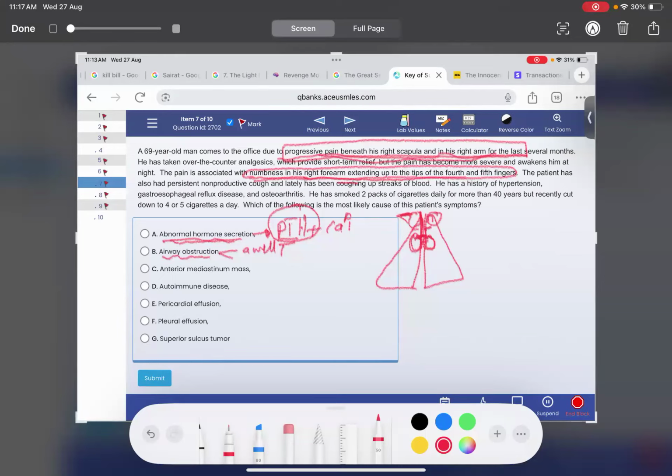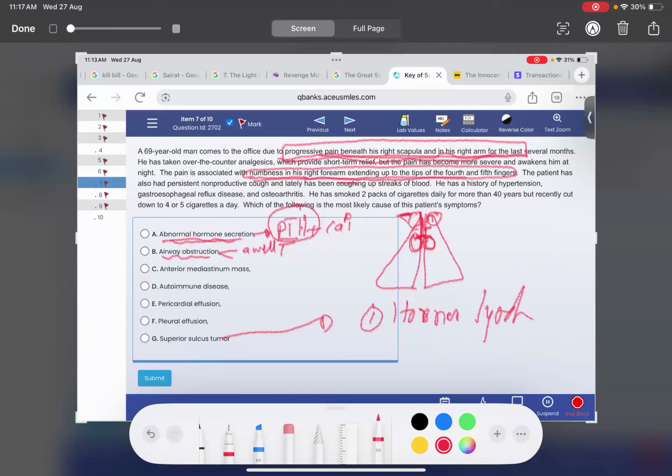So it's superior sulcus tumor? Yes, perfect. Or central, maybe. Yes, that's the point. It's also doing basically the triad that's going on. Horner syndrome will be there in the sulcus tumor that you have diagnosed in the patient.